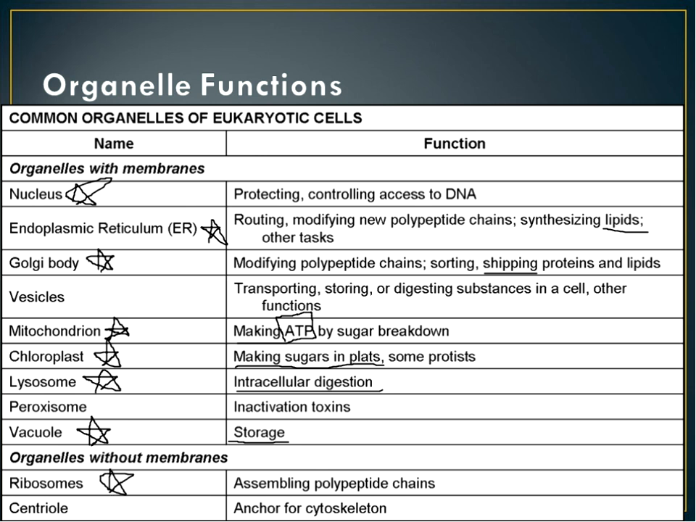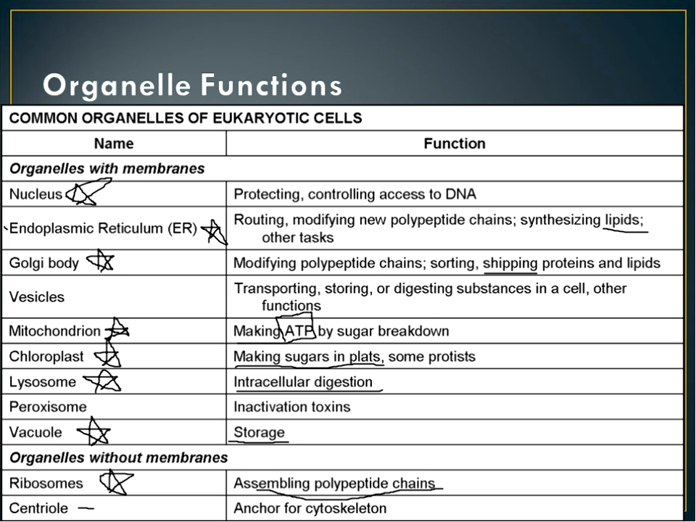And here's ribosomes. Remember, these help make the polypeptide chains, which are the beginnings of protein. And then the centriole, you already know that, kind of. Those are just used during where the cell splits. It's just an anchor for cytoskeletons. It kind of holds the cell together. Those are really only found in animal cells also.